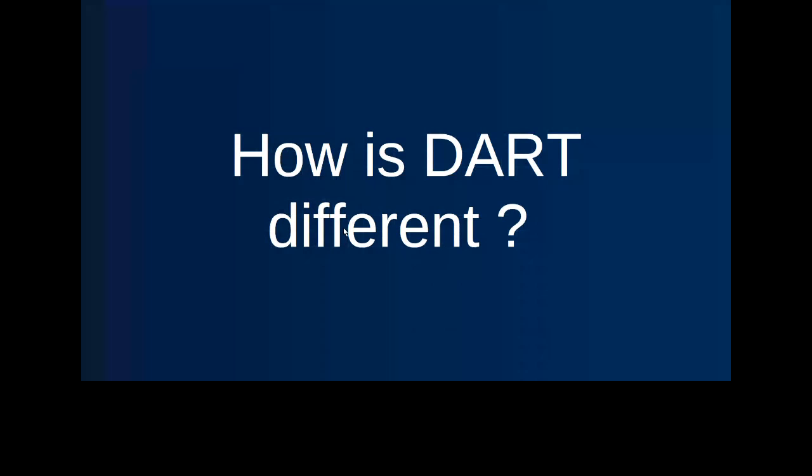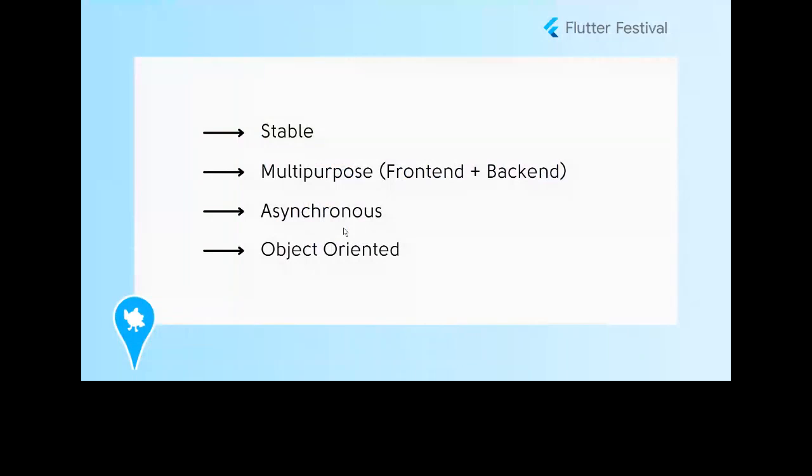You might think, why did Flutter decide to go with Dart, a new language? Why didn't they use C++, Java, or any language that was well established from early on? There are multiple reasons, but the main three things are multi-purpose, asynchronous, and object-oriented.